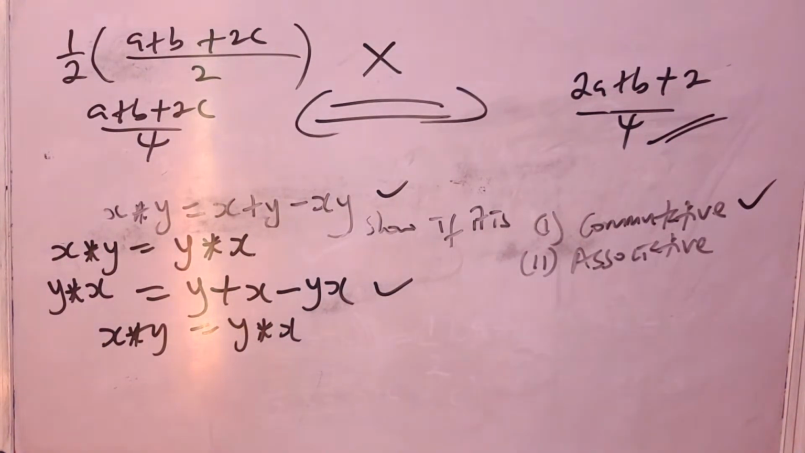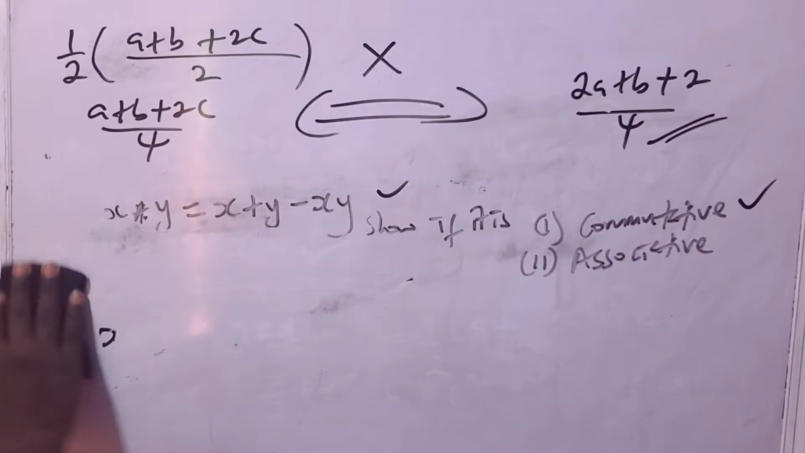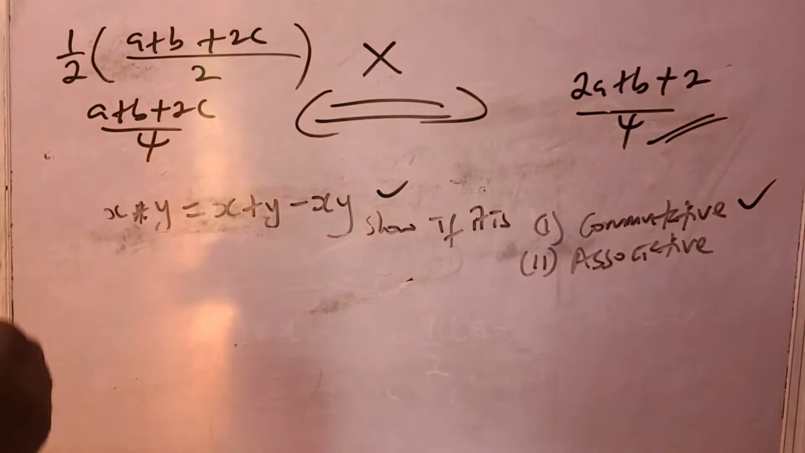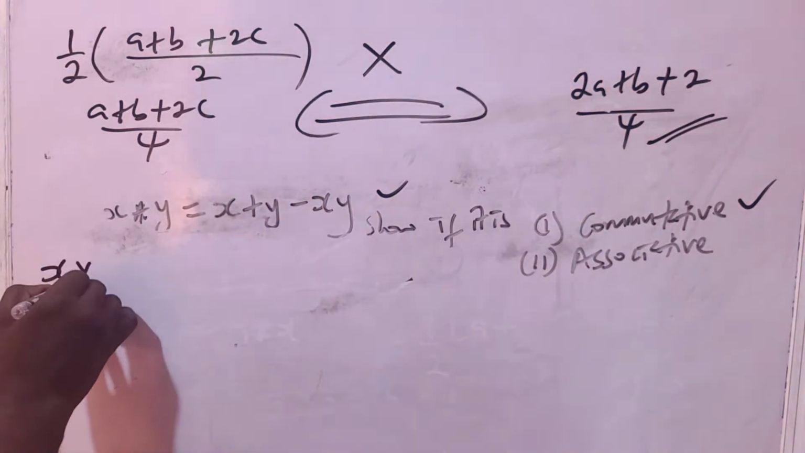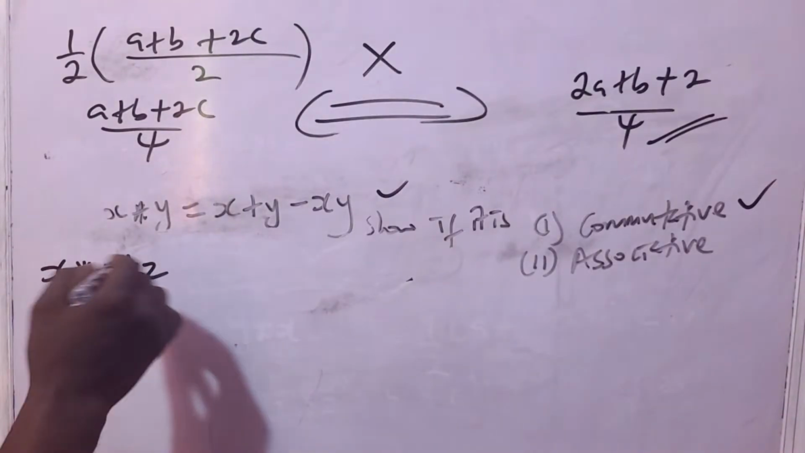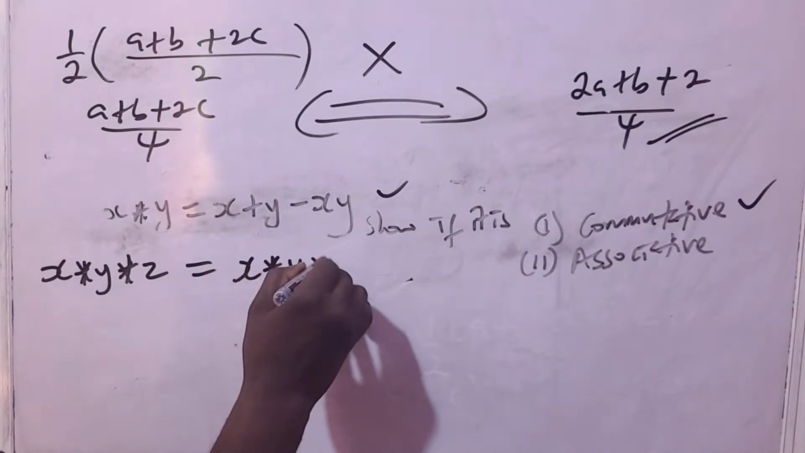Now, what is the next thing we have to do? We have to prove whether it is associative or not. So what is our expression for us to determine if something is associative or not? We define it as this. That means x star y star z. The way you do this, you introduce a new bracket. Look at what I just did now.